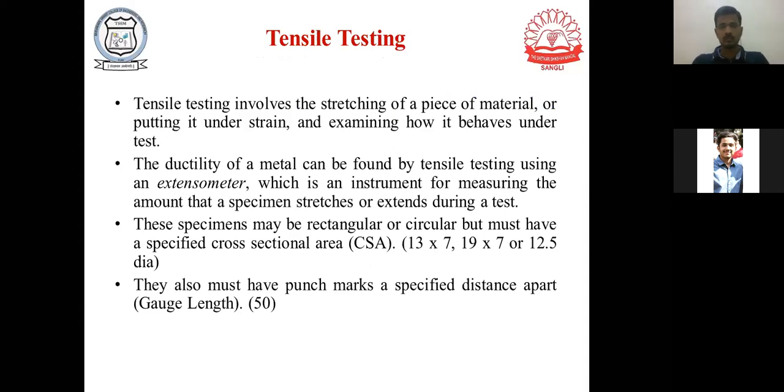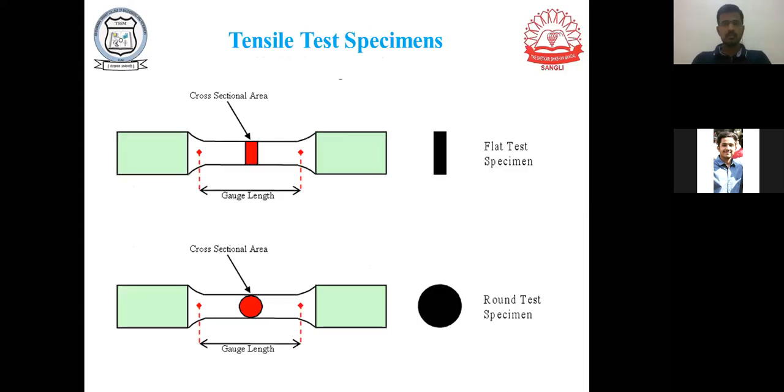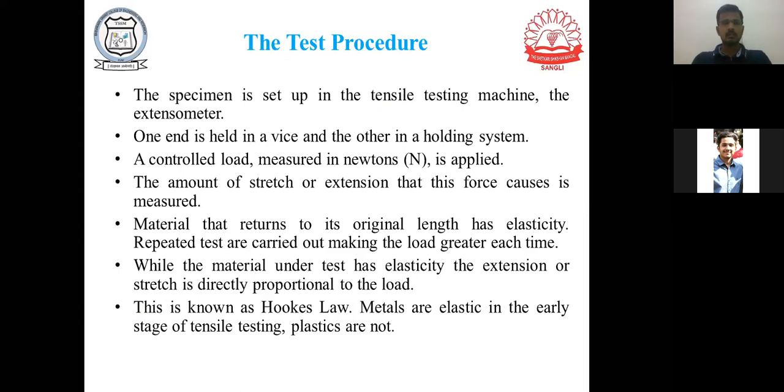The first test that we discussed yesterday was tensile testing. This is the tensile test specimen. It can be of a circular section, or it can be flat, that is, a rectangular section. It is held in a universal testing machine, and in that there is an extensometer which is specifically used for a tensile test. Your specimen is held in it, and then load is applied to that specimen.